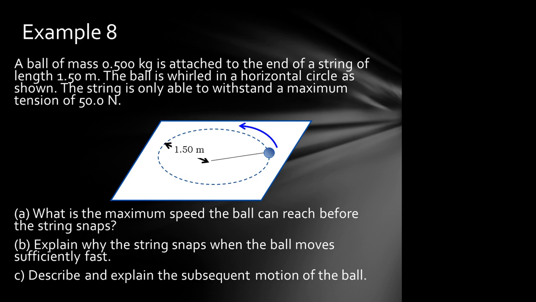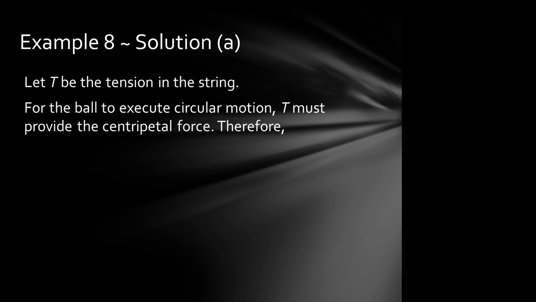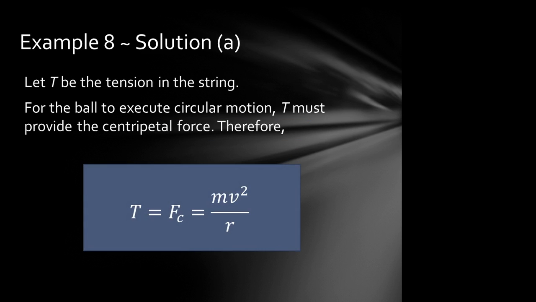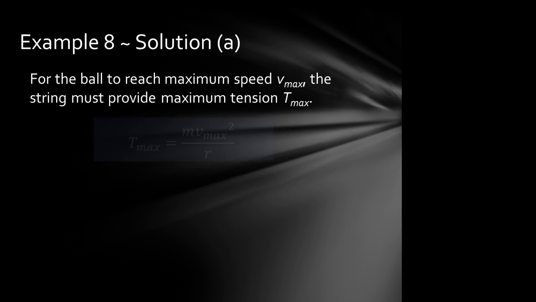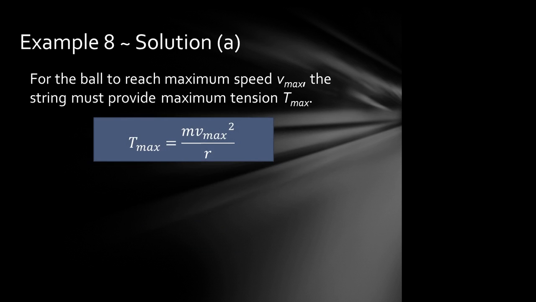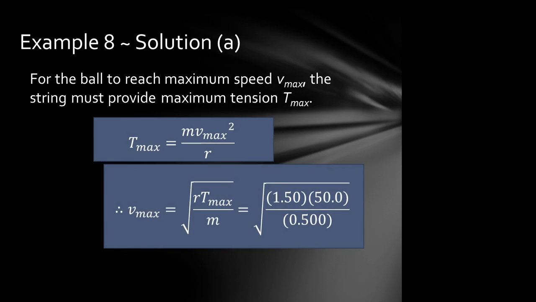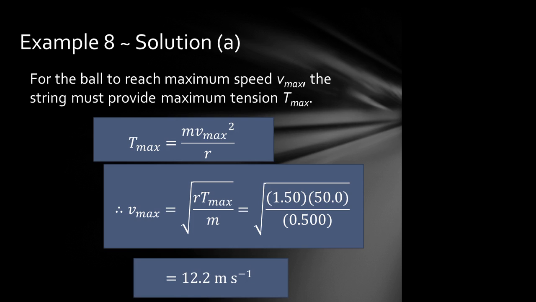So most of you know how to do the first part. We say that the tension in the string is responsible for circular motion. So tension equals mv squared over r. Right? And we know that when the speed is the maximum speed, that's when the tension is the maximum tension. So we substitute the tension as 50 newtons and get the answer. If you get 12.2, you understand how to use mv squared over r.